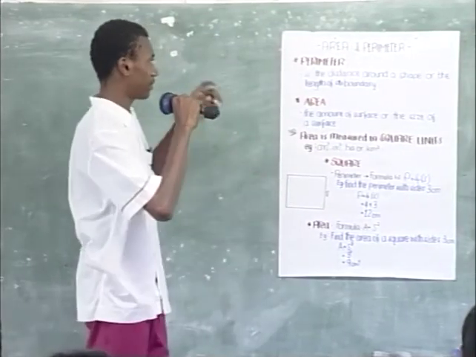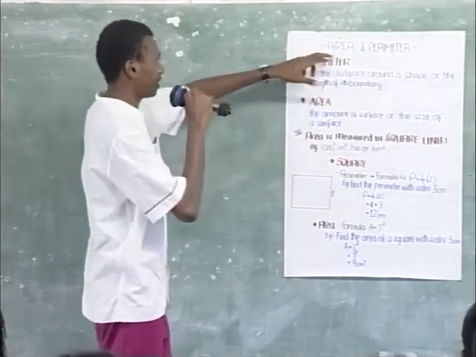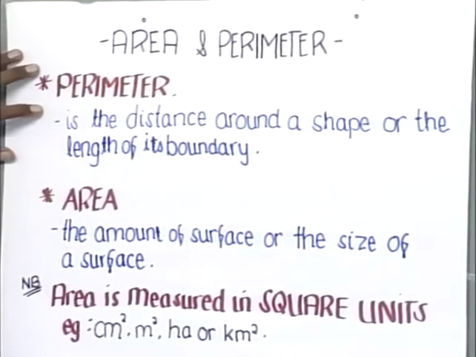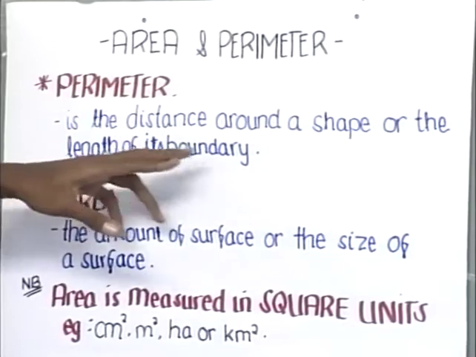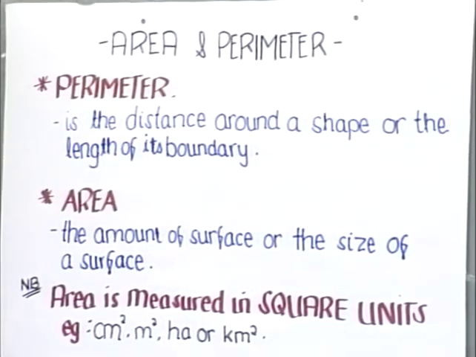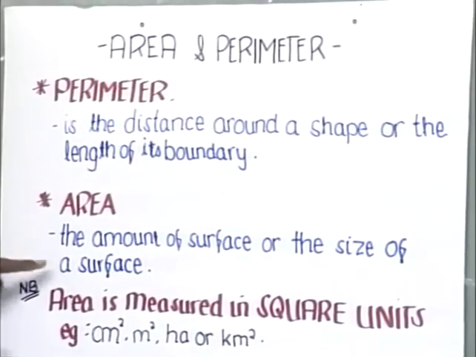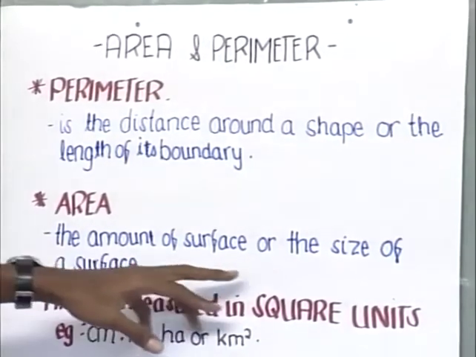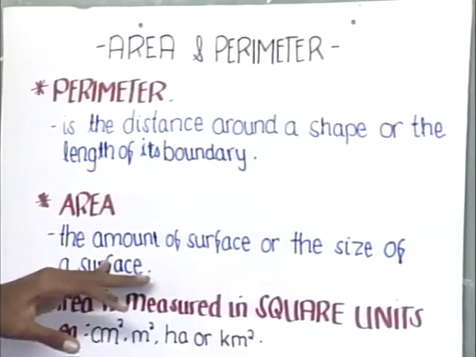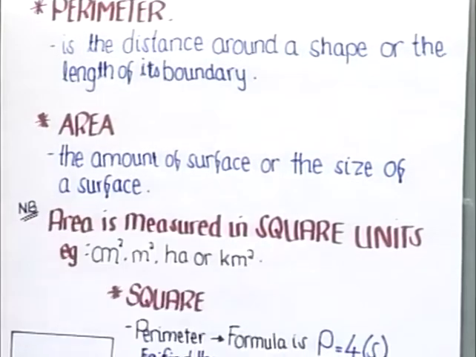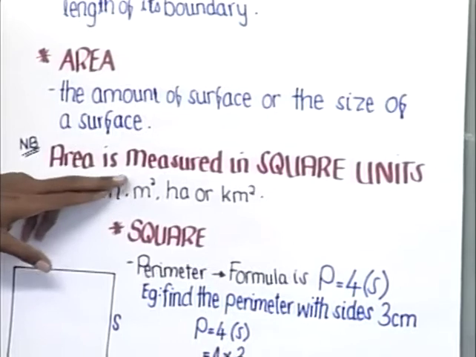Our presentation is on area and perimeter. The definition of perimeter is the total distance around a shape or the length of its boundaries. Area is the amount of surface or the size of a surface. Note that area is measured in square units, for example centimeters squared, meters squared, hectares or kilometers squared.